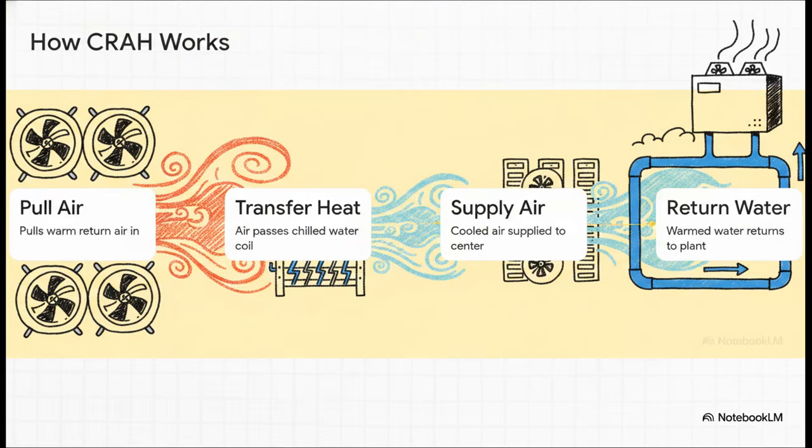Without a compressor, the internal airflow journey changes. Massive fans pull the warm return air in. Then, they simply pass that air across a coil filled with chilled water coming from the roof or an outside plant. The newly cooled air is blasted back into the data center, while the now warmed water returns to the central chiller plant to be cooled down all over again.